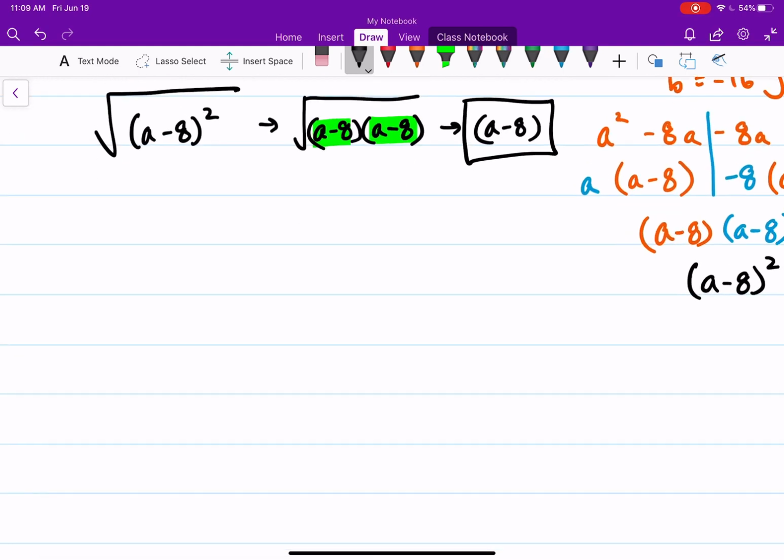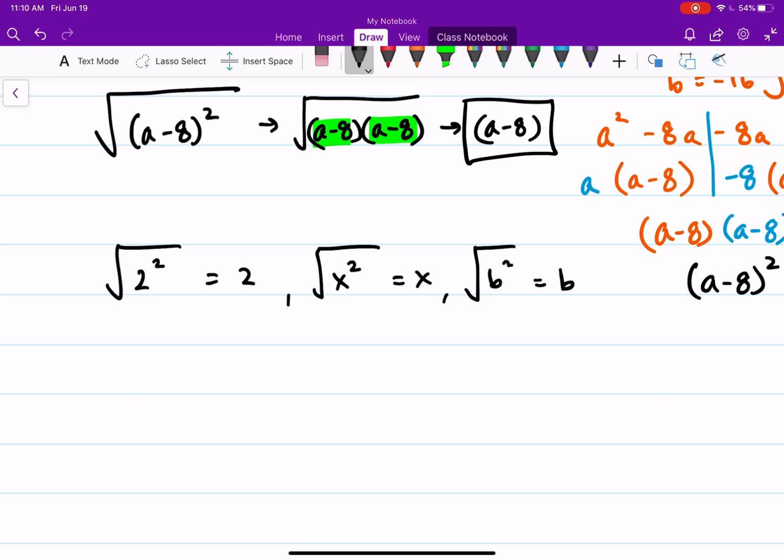Okay. Essentially, the square root of anything squared is going to be just itself. So in other words, if I say the square root of 2 squared, that's going to be 2. If I say the square root of x squared, that's going to be x. If I say the square root of b squared, it's just going to be b. Okay. If I say the square root of a block squared, it is going to be just the block. So basically any square root of anything squared is just going to be itself, meaning that the square root and the squared are actually opposite operations of each other.